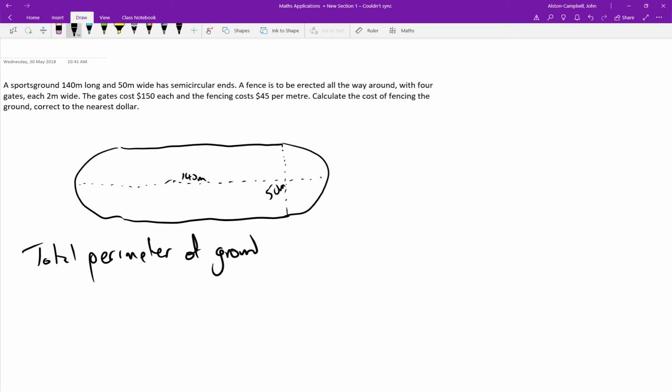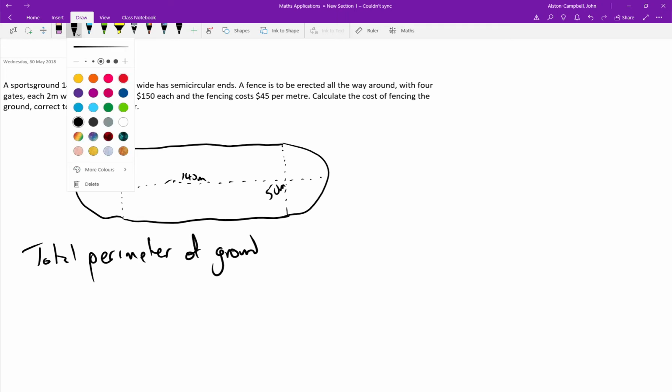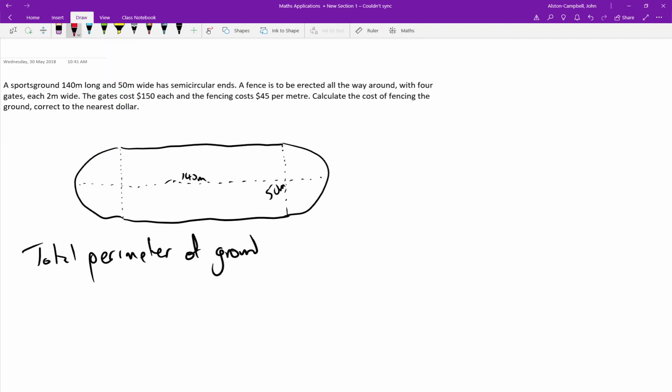So first of all, what I think we need to do is divide this perimeter into sections. I'm just going to do another little dotted line there. How do we work out what the length of the two straight lines are? So in particular, I'm looking at that length there and that length there.